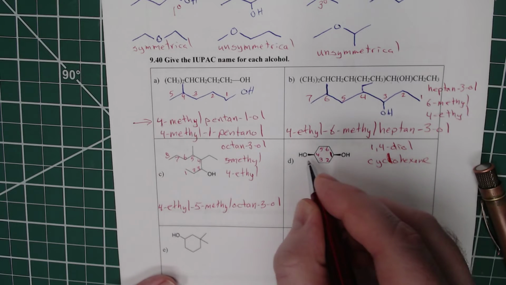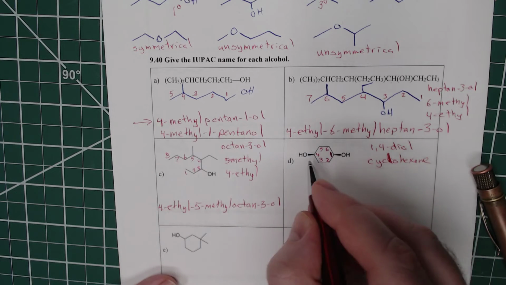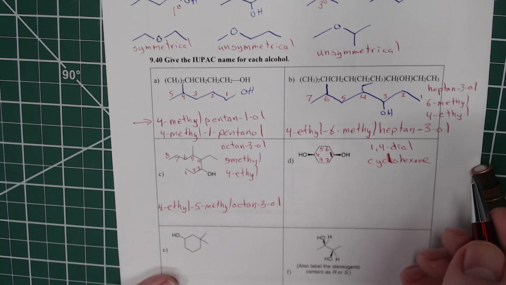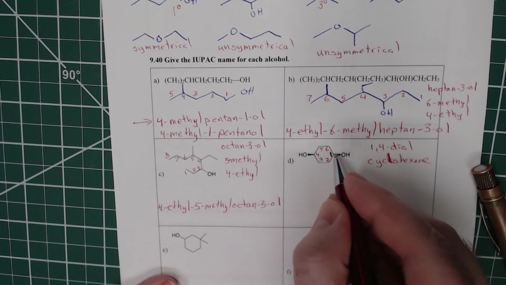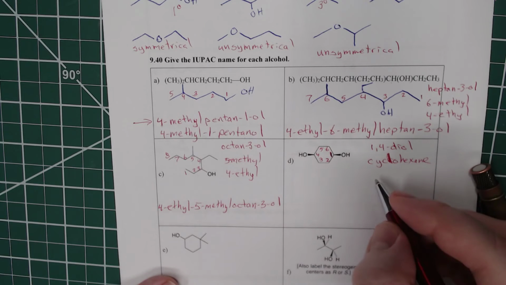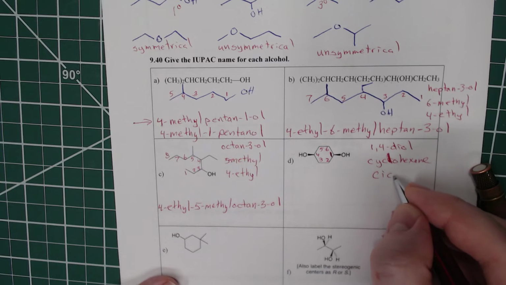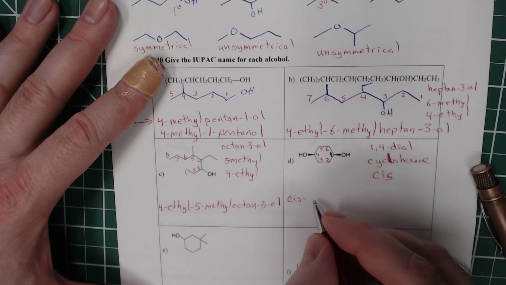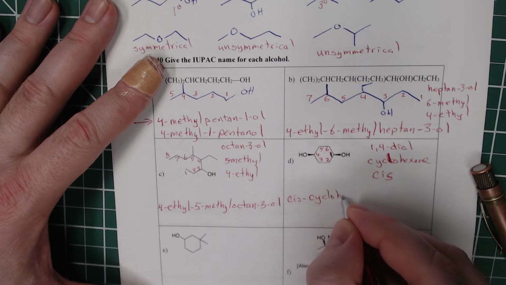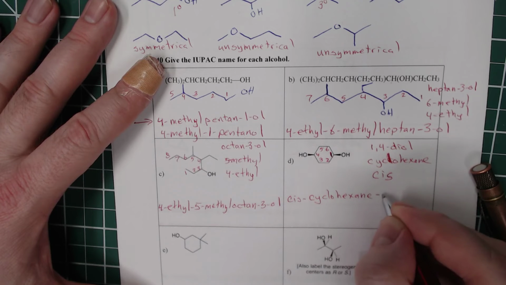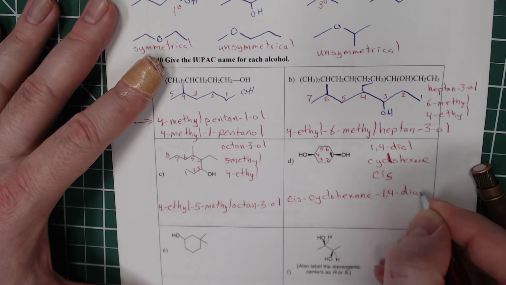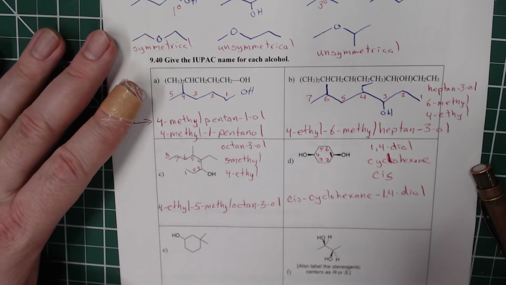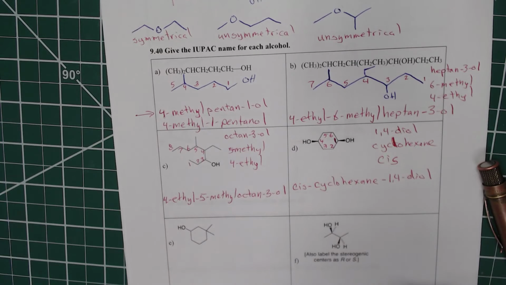And then one other thing is that we have stereochemistry here. There are no stereogenic centers because this is an achiral compound. There's a plane of symmetry that goes right through those OHs. So there are no stereogenic centers, but we do have cis-trans chemistry, and in this case, it is cis. So we will put a cis out front, and then cyclohexane-1,4-diol. So cis-cyclohexane-1,4-diol.